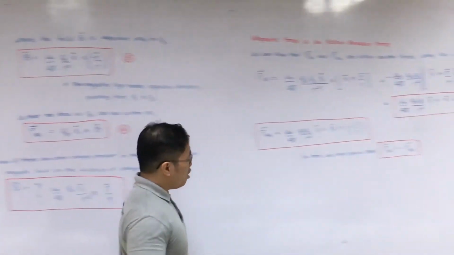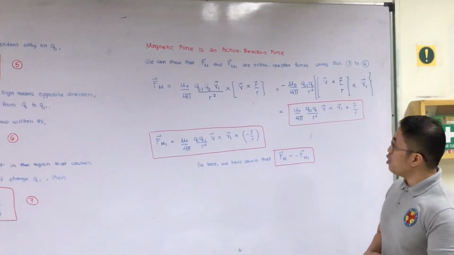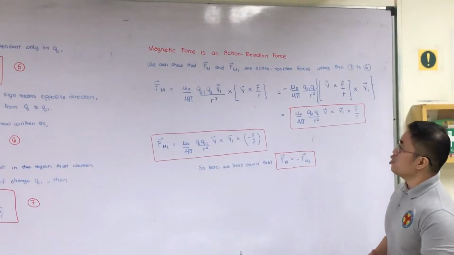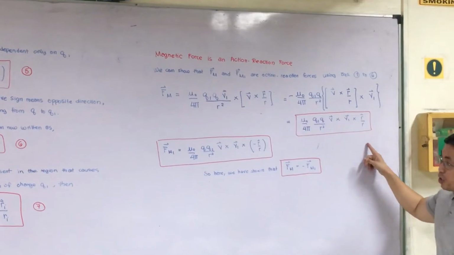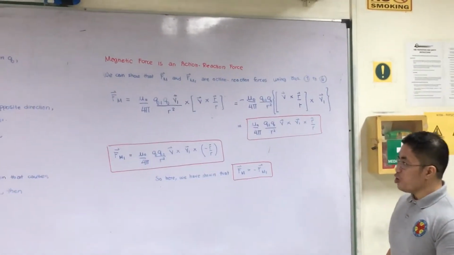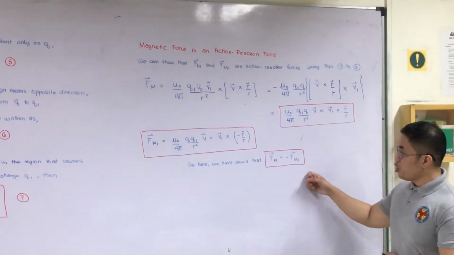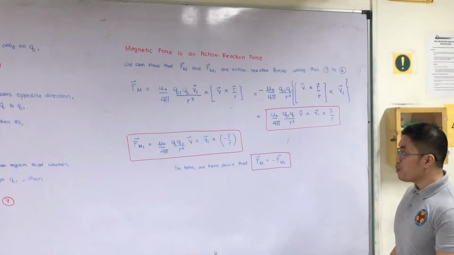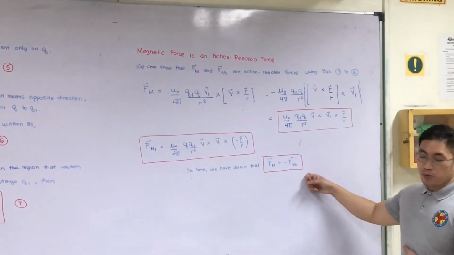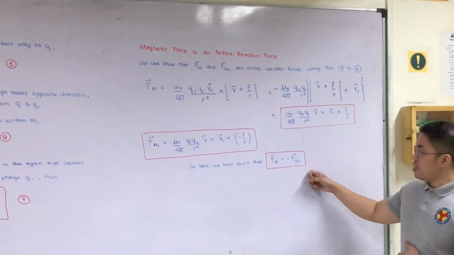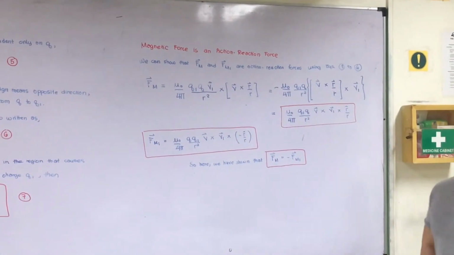Now, we can also show that magnetic force is indeed an action-reaction force. We can show that using equations 1 to 6. So if we use equation 1 for Fm, we can rewrite this in this form. Also, if we are to use equation 4 for Fm1, we can rewrite it in this form. And clearly, if we compare them, we can see that the force acting on charge Q and the force acting on charge Q1 are actually equal in terms of magnitude, but opposite in terms of direction, as shown in the negative sign.